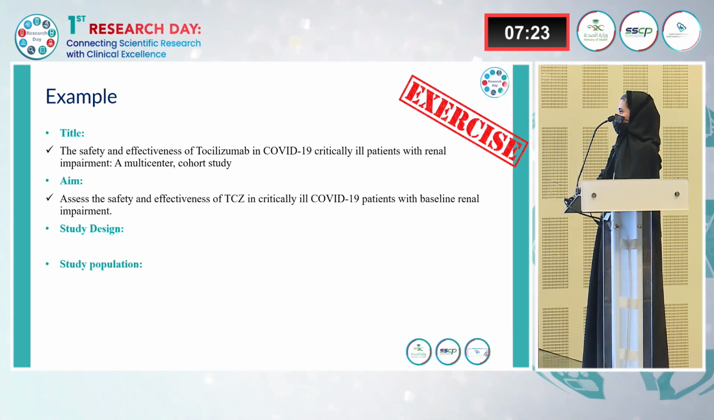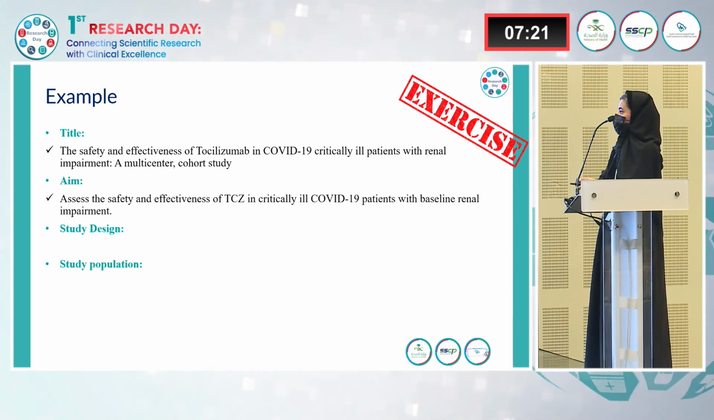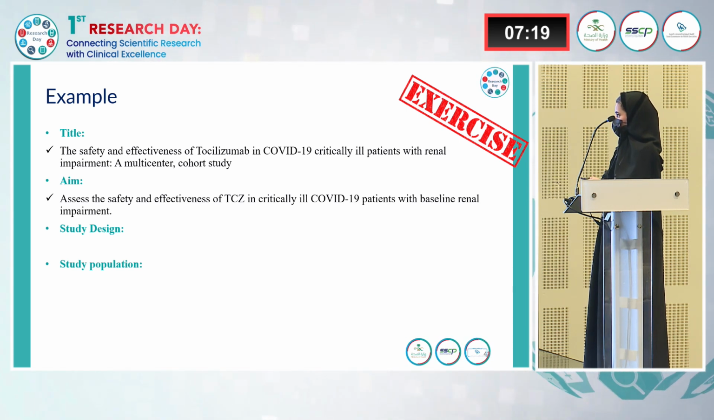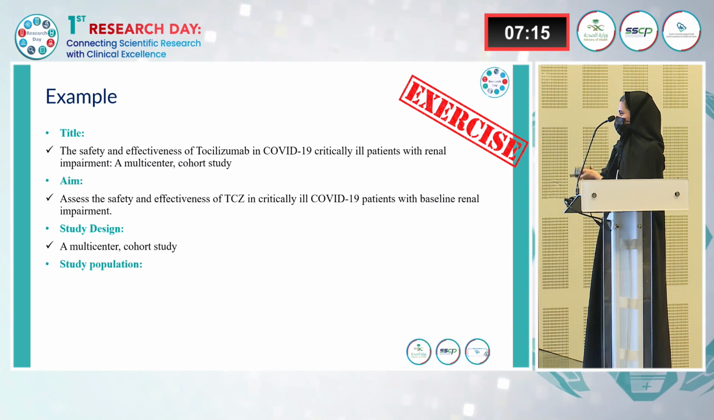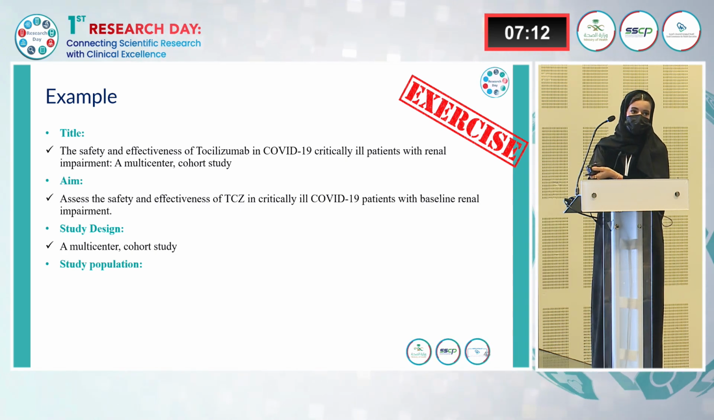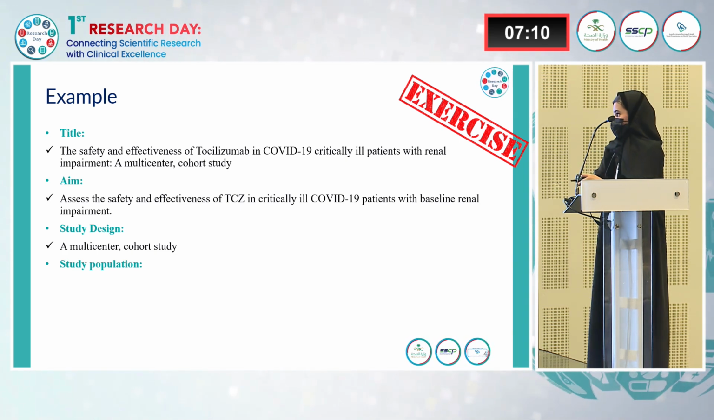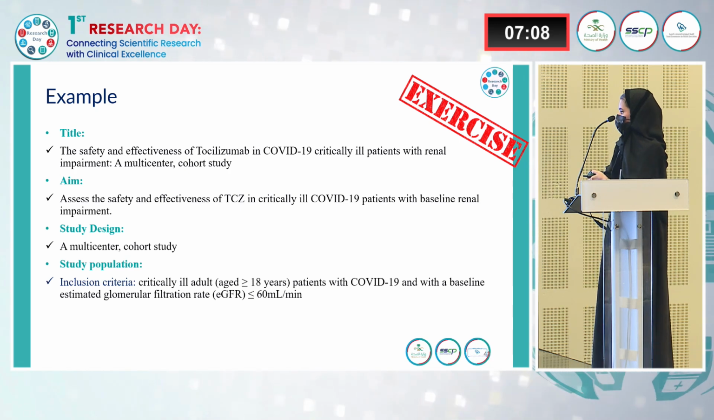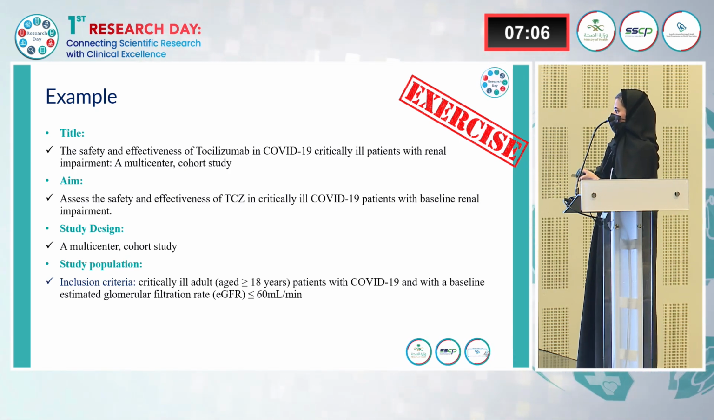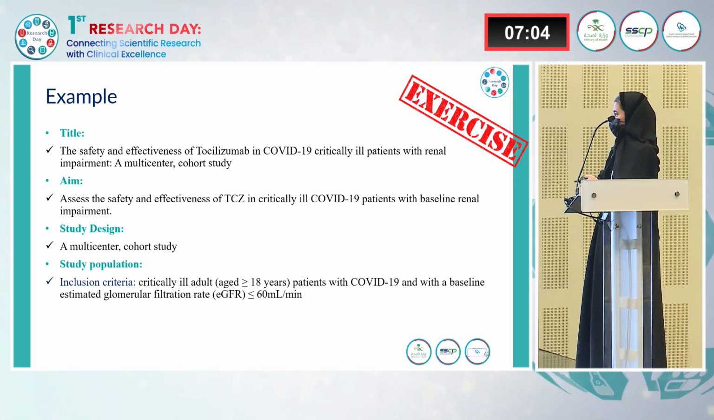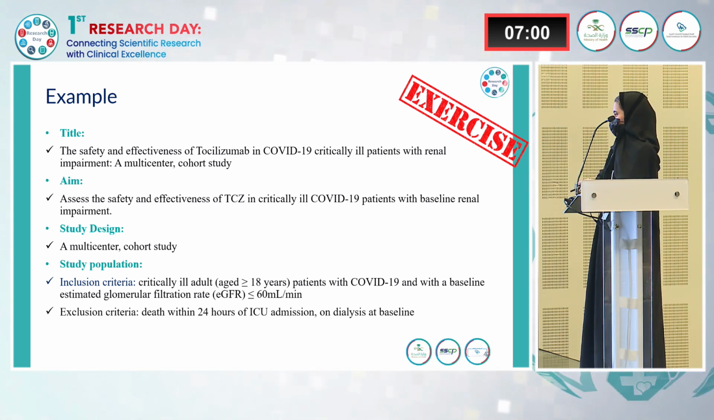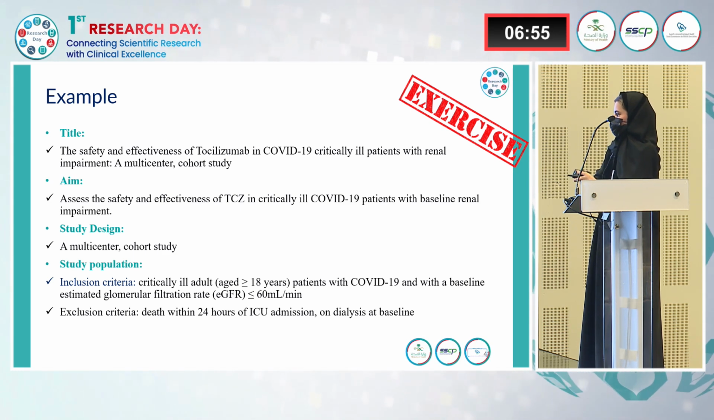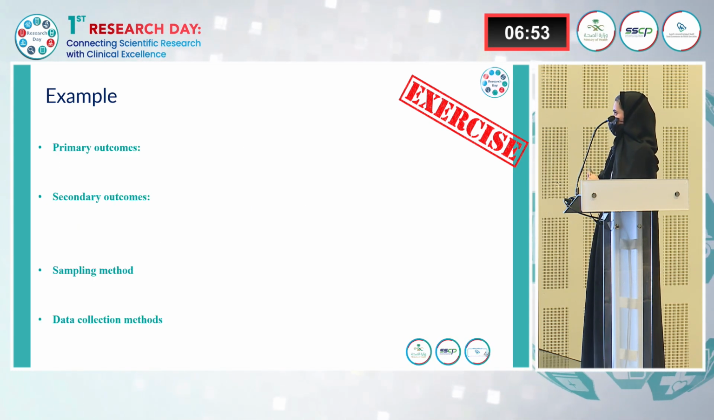So the aim is to assess the safety and effectiveness of tocilizumab in critically ill COVID-19 patients with renal impairment. The study design will be a multi-center cohort study, and the population is critically ill patients with baseline renal impairment. The inclusion criteria: critically ill adult patients with COVID-19 with a baseline eGFR of 60 or less. The exclusion criteria, we added death within 24 hours of ICU admission and patients on dialysis at baseline.